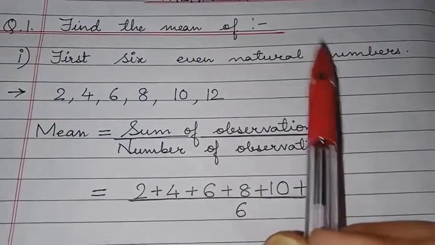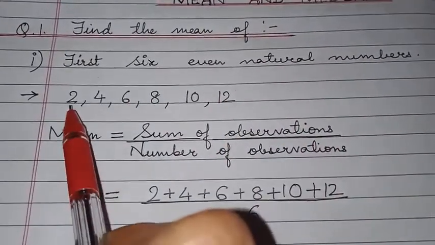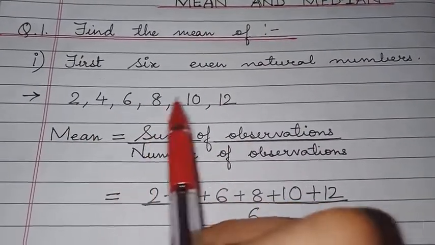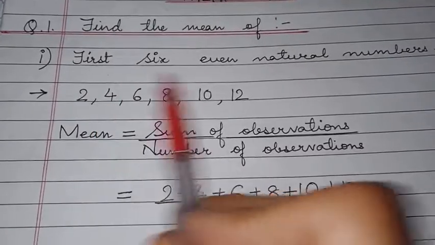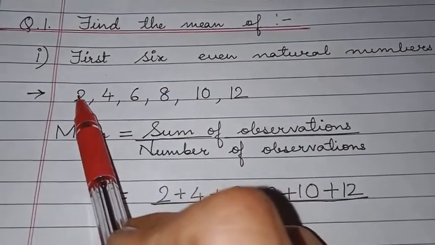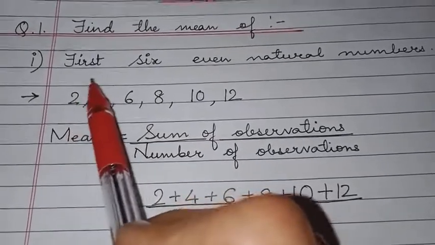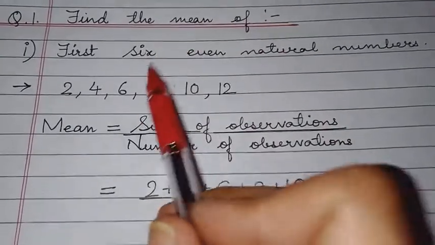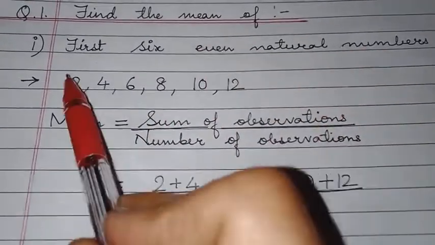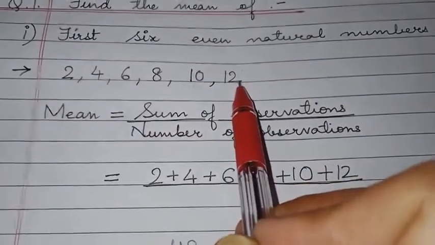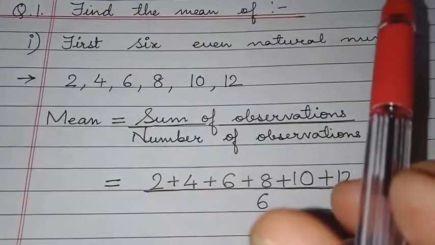So what should you do first? First you write down the first 6 even natural numbers: 2, 4, 6, 8, 10, 12. These are all even numbers. How many? First 6. Natural numbers start with 1, they are nothing but counting numbers, but we want even natural numbers. So the first 6 even natural numbers are 2, 4, 6, 8, 10, 12. That is 1, 2, 3, 4, 5, 6.